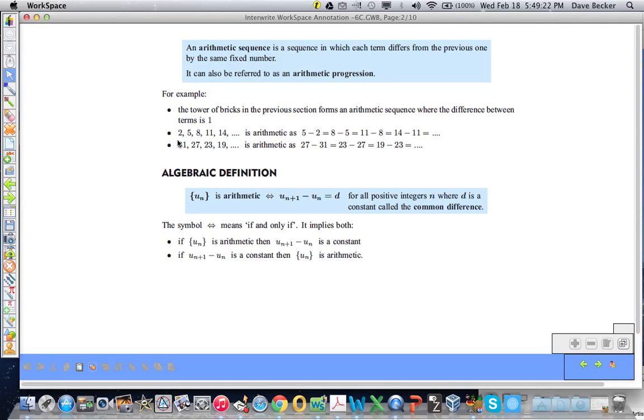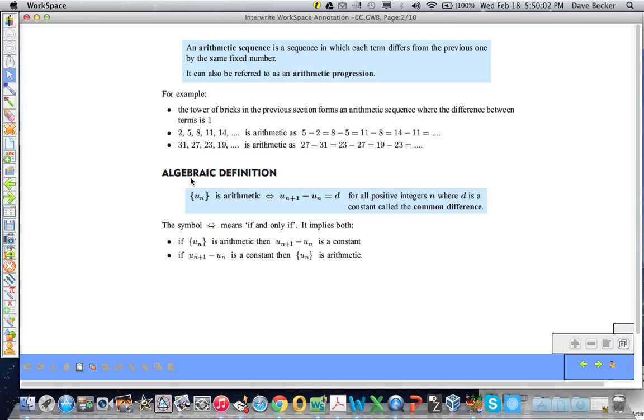For example, the sequence 2, 5, 8, 11, and 14 is arithmetic because 5 minus 2 is 3, 8 minus 5 is 3, 11 minus 8 is 3, and 14 minus 11 is 3. All of those are equivalent. Just like 27 minus 31 is equal to 23 minus 27 is equal to 19 minus 23. All of those are equal to negative 4.